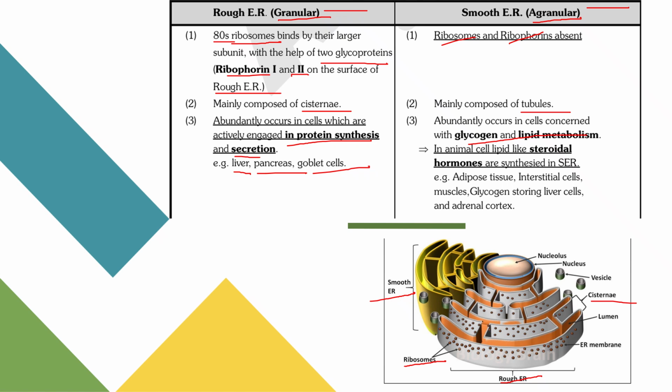And smooth endoplasmic reticulum are concerned with glycogen and lipid metabolism. In animal cells, they are used in the synthesis of steroidal hormones, and they are present in adipose tissue, interstitial cells, muscles, glycogen storing liver cells and adrenal cortex.